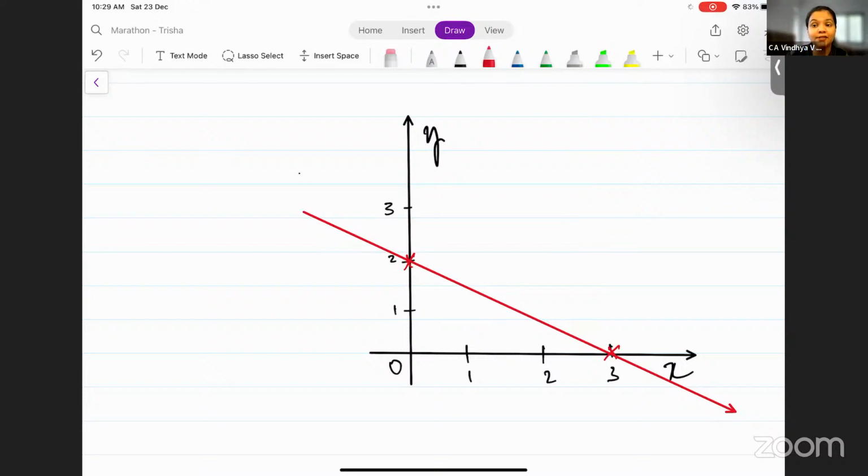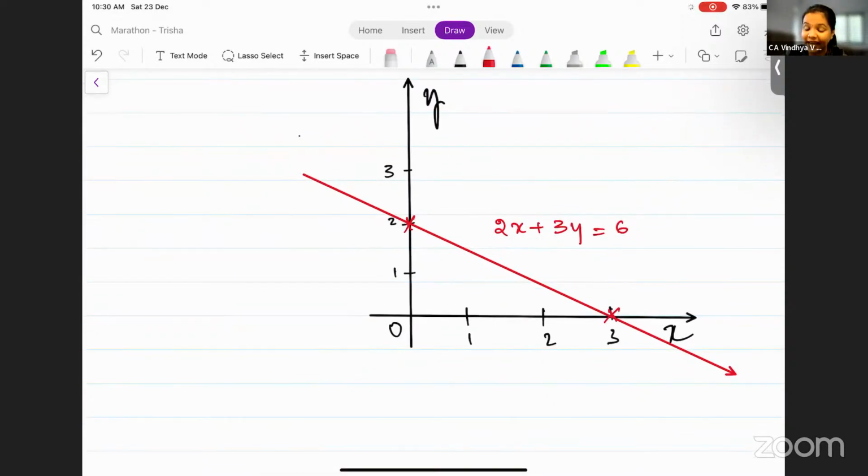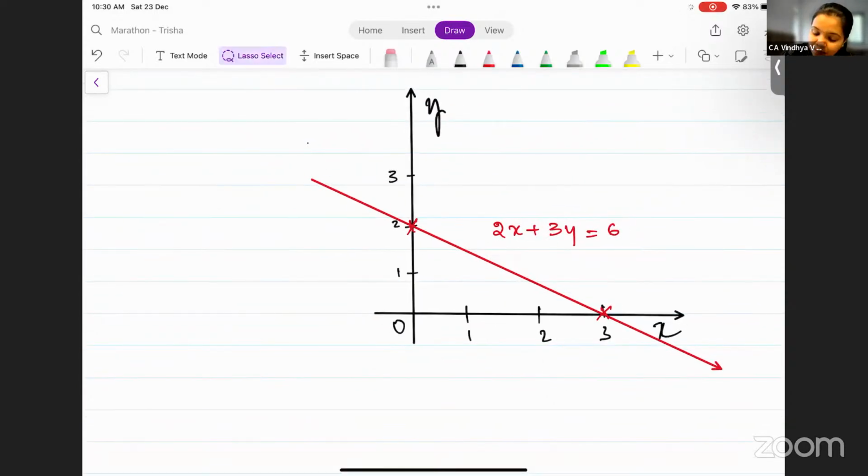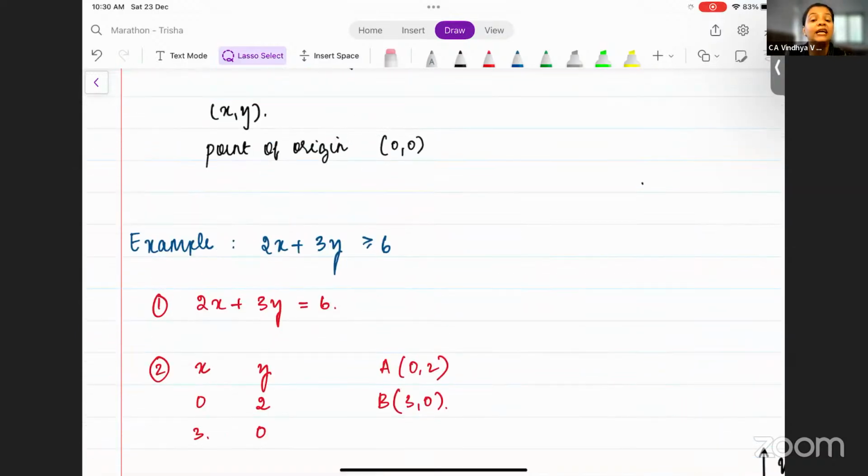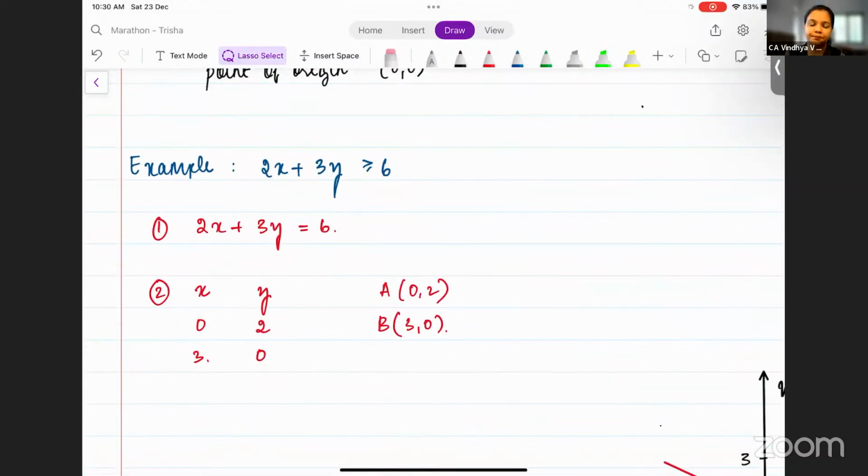Now, once you join these 2 points and extend it, this is 2x + 3y = 6. So this line represents 2x + 3y = 6. I hope it's clear till here. But we are not done, because what we need is greater than or equal to 6.